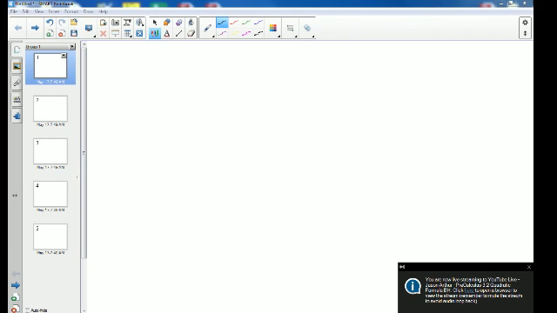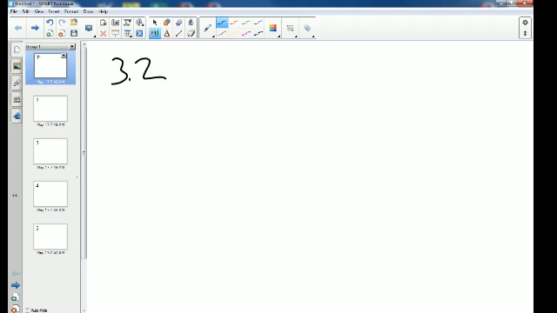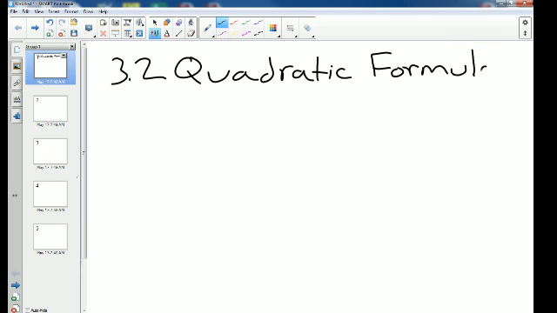Today we're going to be learning about lesson 3.2, the quadratic formula. The quadratic formula is x equals negative b plus or minus the square root of b squared minus 4ac, over 2a.